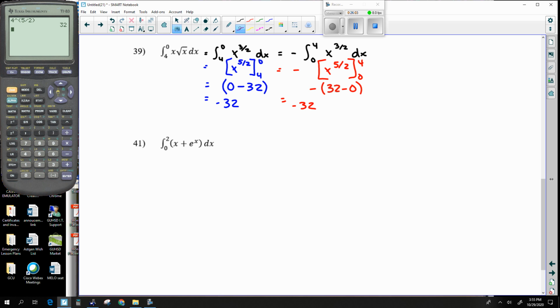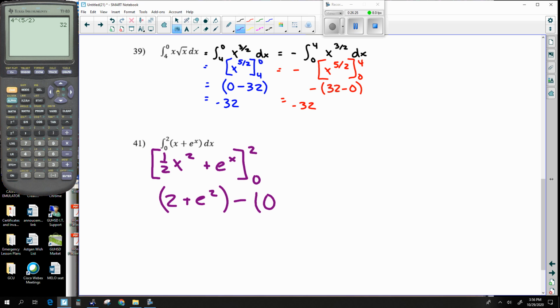All right, x is x squared, e to the x is e to the x. So 2 is 4 is 2 plus e to the 2 minus 0 is 0 plus e to the 0, which is 1. So this is e to the 2 plus 1.